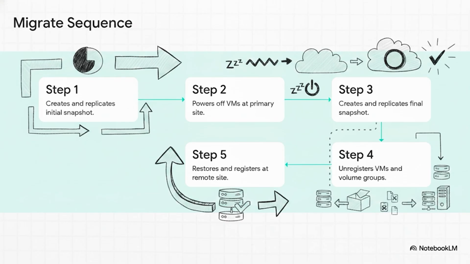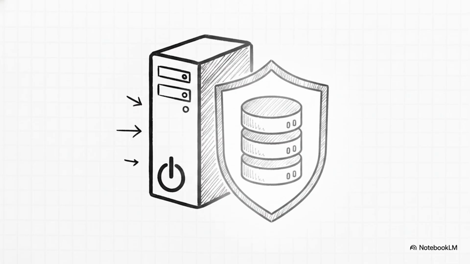Step 4, it unregisters the VMs and volume groups and removes their associated files from the primary site, marking that local PD as inactive. And finally, Step 5, it restores the files from that final snapshot and registers the VMs over at the remote site. And because of that super deliberate sequence, specifically powering off the VMs before taking and replicating that final snapshot delta, the migrate action guarantees zero data loss. Please permanently burn that phrase into your brain for the exam. Planned failover equals migrate, which equals zero data loss.